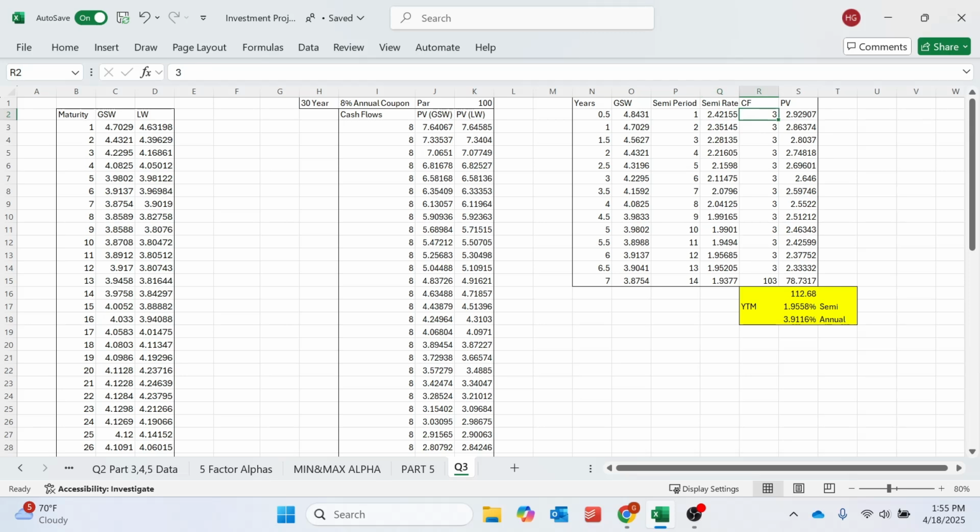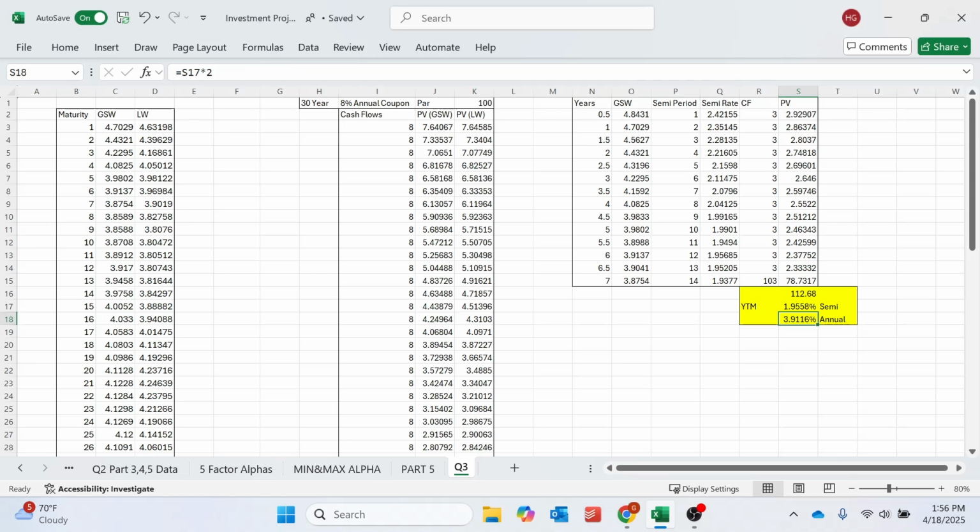Since it's a 6% annual bond, the semi-annual cash flow would be $3 on a $100 par. So you would just discount that $3 cash flow by the semi-annual rate to the semi-annual period. Similar to the last one, your cash flow divided by the rate in a decimal to the period. And then when you sum all those cash flows, you get $112, which is a yield to maturity of 3.9% annually.